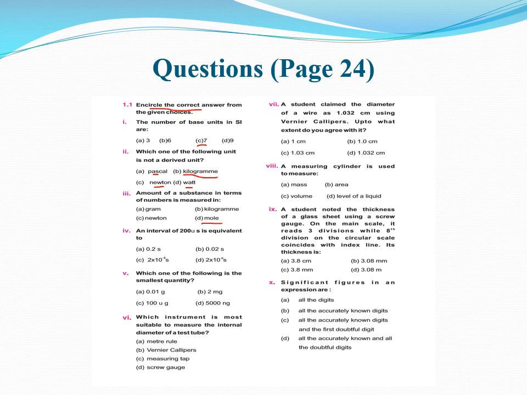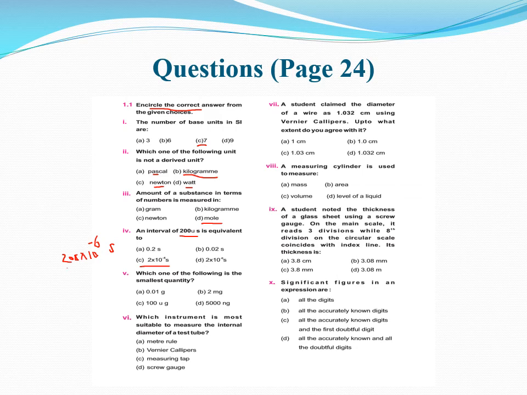MCQ number 4. An interval of 200 microsecond is equivalent to, the correct option is C, 2 times 10 to the power minus 4 second. Students, how to do it? Let me write here 200 micro. Micro, you know, is a prefix. It is 10 to the power minus 6 second.